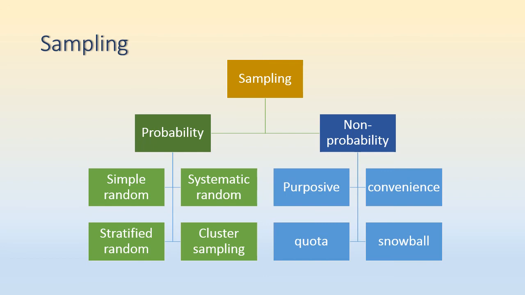And sampling design is carried out on the universe or the population which has been chosen for the study. So these two types of sampling techniques are used, probability sampling and non-probability sampling. Probability sampling consists of simple random sampling, systematic random sampling, stratified random sampling and cluster sampling. Non-probability sampling consists of purposive sampling, convenience sampling, quota sampling and snowball sampling. We will be discussing the types of this sampling in subsequent videos. Here it has just been presented.